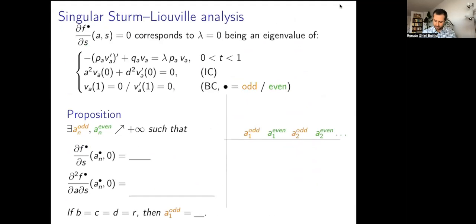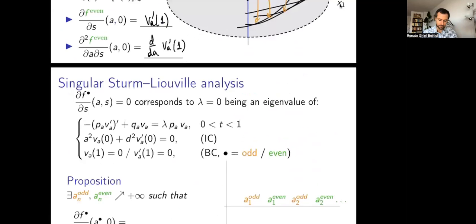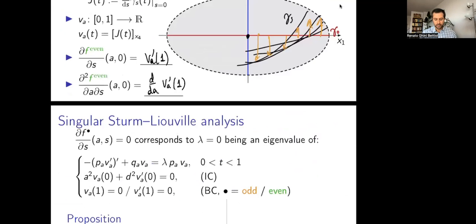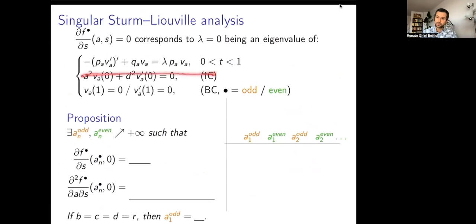To find these zeros, we look at an eigenvalue problem coming from that equation. If I write down the Jacobi equation, remember, this is a Jacobi field, it satisfies a Jacobi equation. If you write that down in coordinates, you get a Sturm-Liouville type equation. The functions p and q can be explicitly written, but for the purposes here, I don't need the exact formula. Let me just point out that p is 0 at the endpoint where the metric degenerates. So this is actually a singular Sturm-Liouville problem. Zeros of the linearizations of f even and f odd, here collectively denoted by f bullet, correspond to lambda equal to 0 being an eigenvalue for this problem.